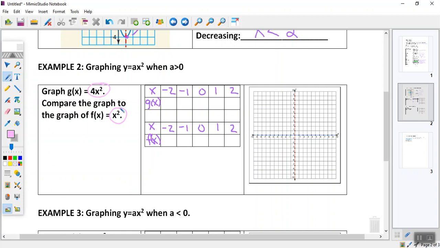Okay, if I threw -2 in for x, what would -2 squared get you, kids? It would be 4. If I threw -1 in, what would -1 squared be? If I threw 0 in, what are you going to get? If I throw 1 in, what are you going to get? 1. And if I throw 2 in, what are you going to get? 4. Let's graph f of x here, okay? So the first point I would be plotting would be -2 comma what, kids?